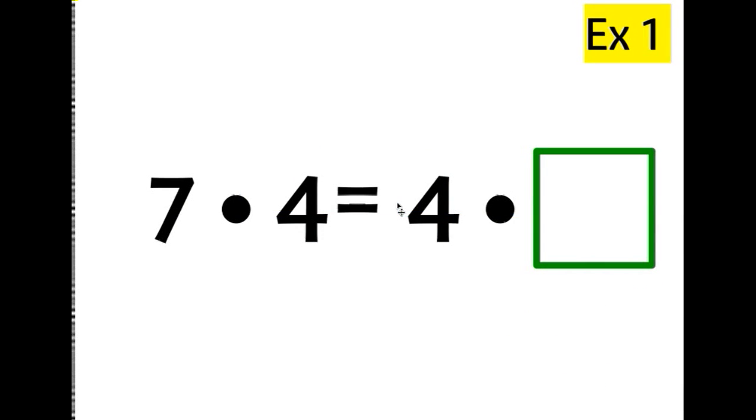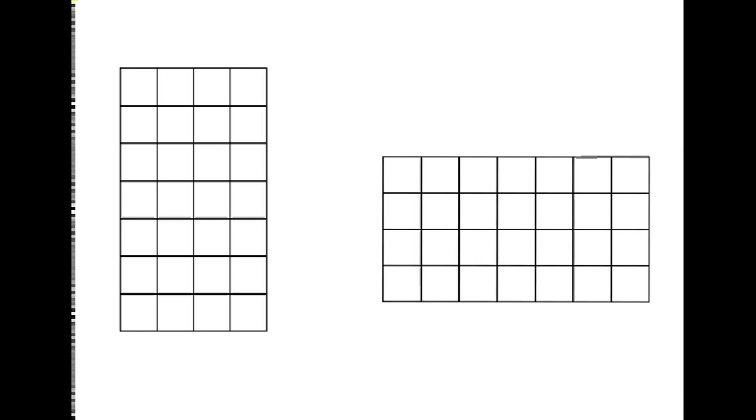Alright, let's take a look at example 1. 7 times 4 is equal to 4 times what number? Let's go ahead and take a look at the grids again, just so we can have a clear understanding of what's going on. The grid on the left, how many rows are there? 1, 2, 3, 4, 5, 6, 7. So there's 7 rows. How many columns are there? 4. 1, 2, 3, 4. So it's 7 times 4.